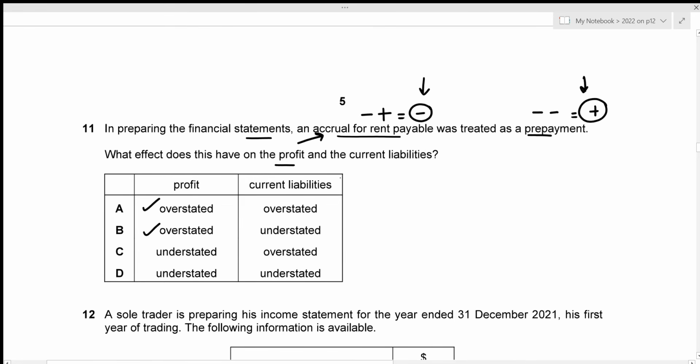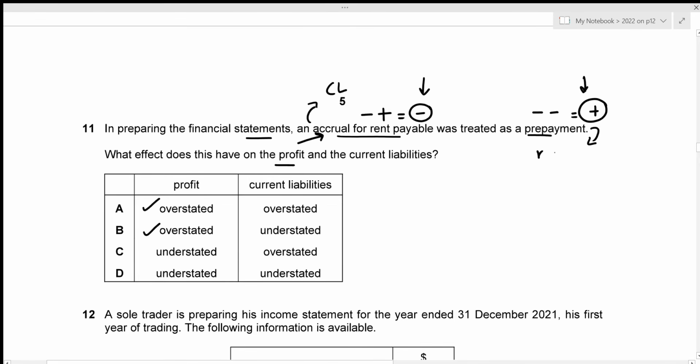Now let's talk about current liabilities. So accrual for rent payable is something that we need to pay in this particular year, right? So these are the payables, and payables are part of current liabilities. It should have been current liabilities, but we treated it as a prepayment. And while prepayment, it just means that we already paid out the expense, but we are yet to receive the benefits for those expenses.